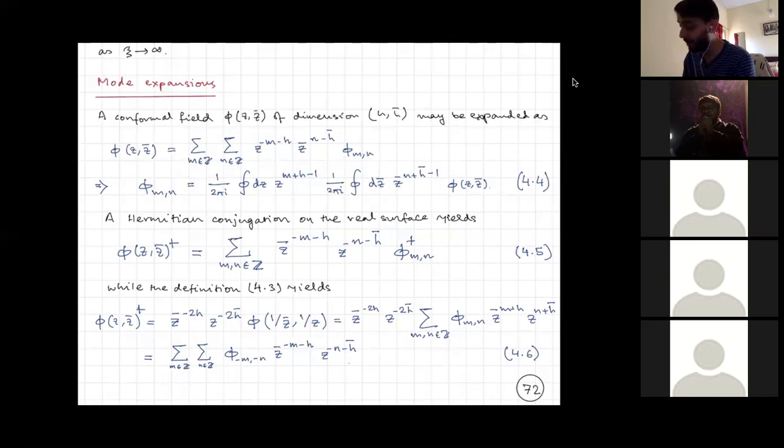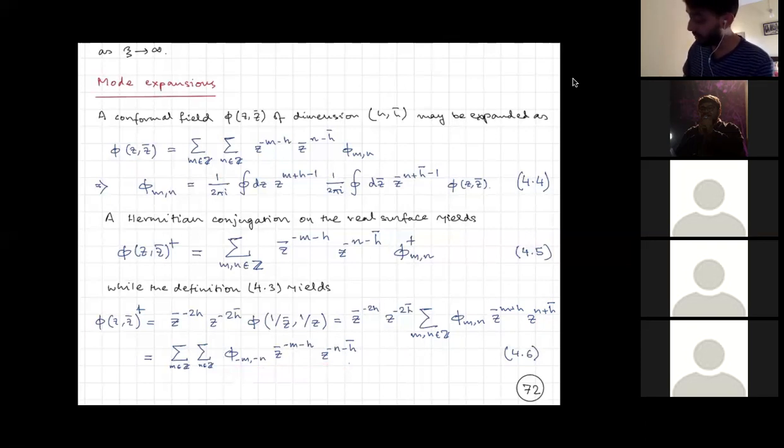So in a similar vein, you can expand out phi mn like this, where your z bar now has m plus h and z has n plus h bar. Okay, so now 4.6 becomes a sum over, so you can interchange. So this is summed over all integers. So you can also just relabel them. That is what I've done here. So this is phi minus m minus n.